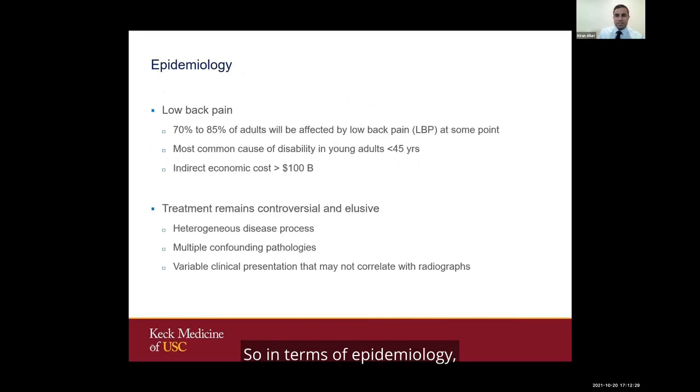So in terms of epidemiology, low back pain, as we all know, is incredibly common. Studies have shown that 70 to 85% of adults will be affected by low back pain at least at some point in their life. It's the most common cause of disability in adults younger than 45, and it's responsible for indirect costs exceeding about 100 billion per year, according to some studies. Yet despite its enormous prevalence, like I alluded to previously, we really don't have a great treatment. And this is due to many factors, including the heterogeneous nature of the disease process, multiple confounding pathologies I'll get into in these later slides, and its really variable clinical presentation.